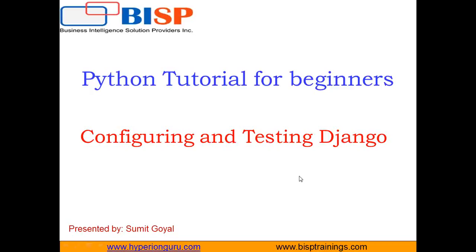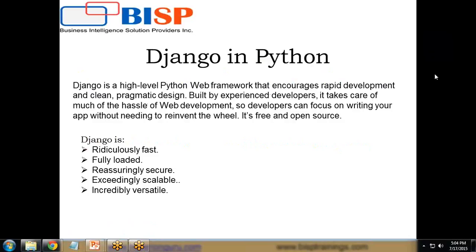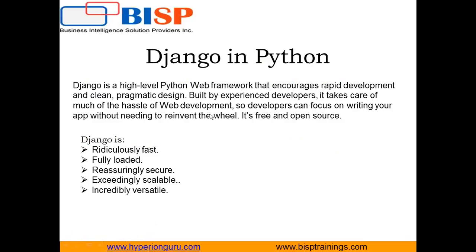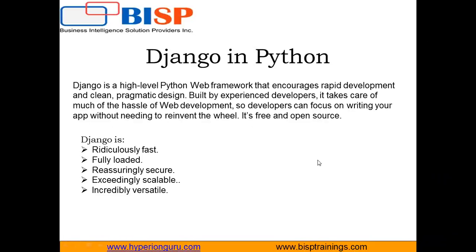So first, let's understand what is Django. Basically, Django is a high-level Python web framework that encourages rapid development and clean, pragmatic design. It is built by experienced developers and it takes care of much of the hassles of web development, so the developers can focus on writing their app without needing to reinvent the wheel. And it is free and open source, and with the help of Django, we can design sites, we can manage sites. Django is ridiculously fast.